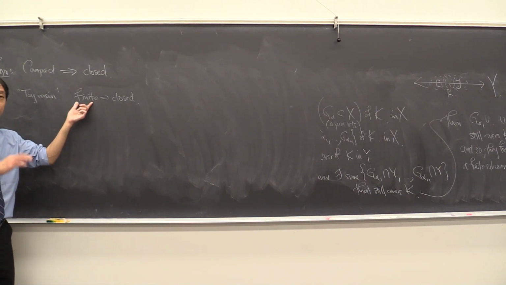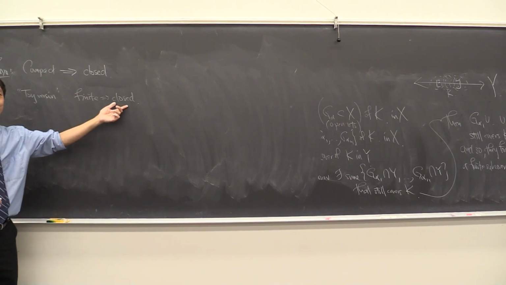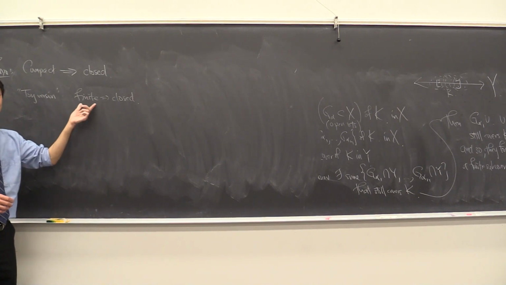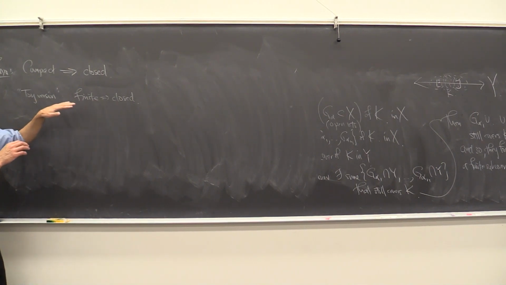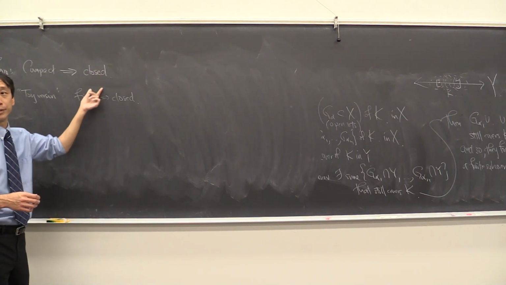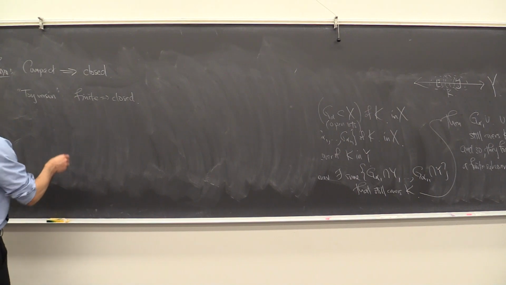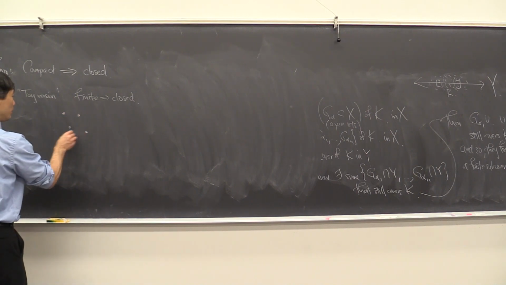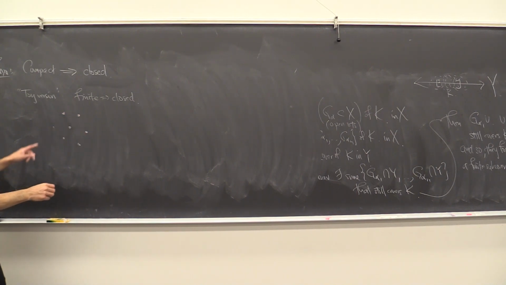You could do it in a trivial way and say finite means you don't have any limit points, so you're automatically closed, right? That would be a way, but that's not a way that will extend to infinite sets. When you're executing this strategy, you don't want to go for a proof that won't extend to infinite sets.